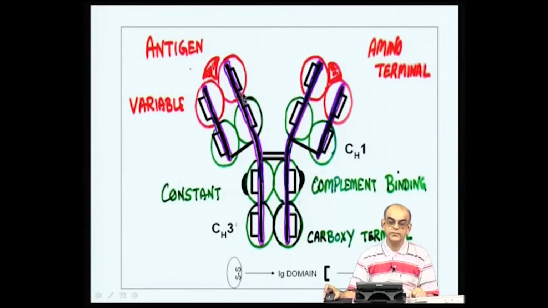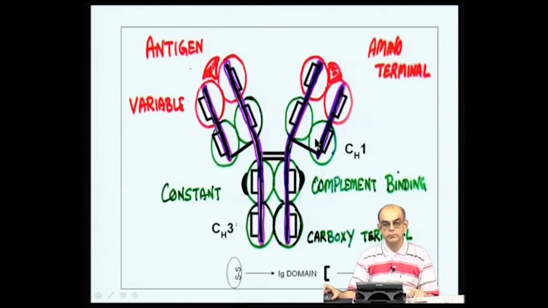Now, these two heavy chains and two light chains make up your antibody structure. This red portion is called the variable domain, or the variable portion of the antibody, which is responsible for binding the antigen. This is the region which confers specificity of the antibody molecule to the antigen that it has been raised against. And these green circles represent the constant regions of the antibody molecule.